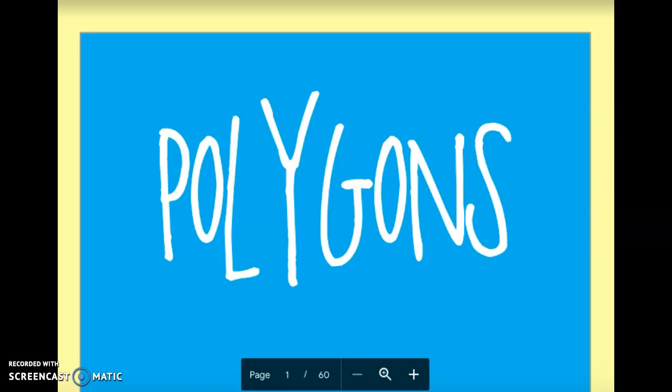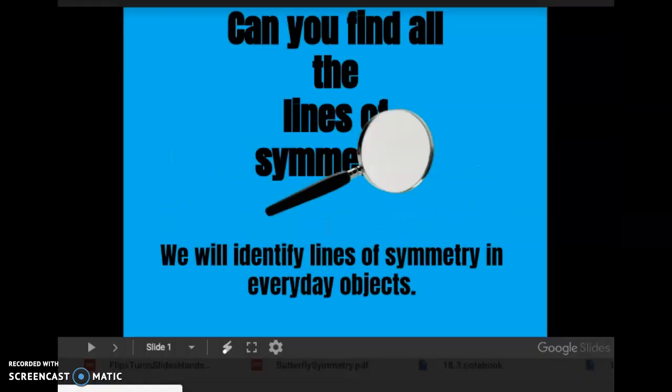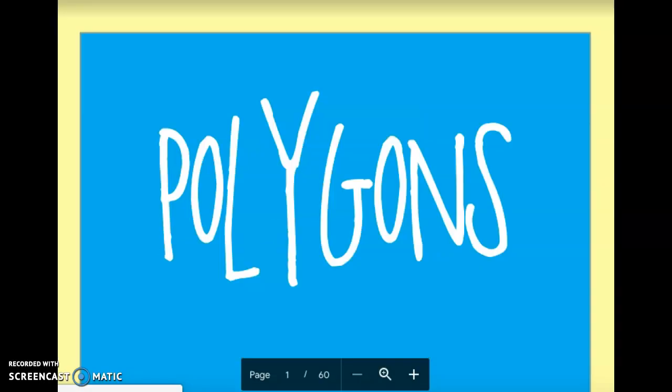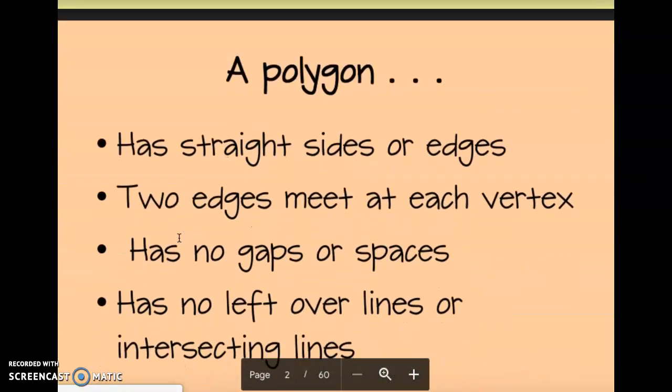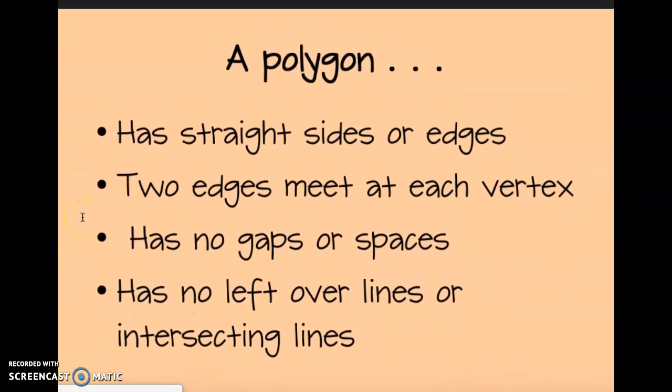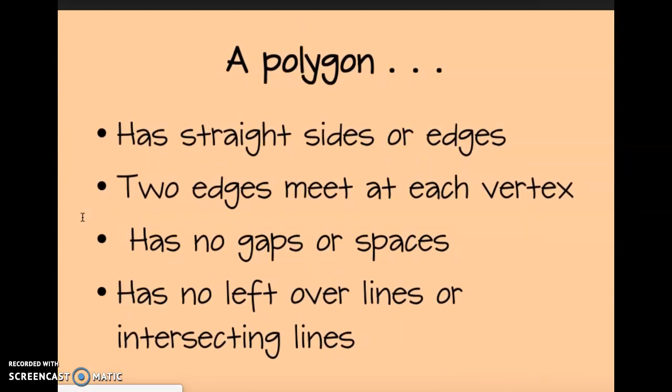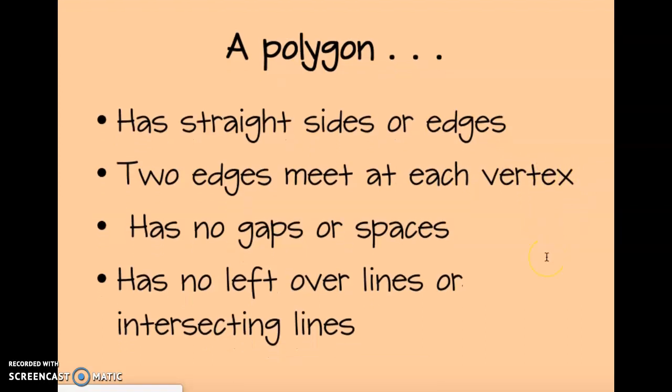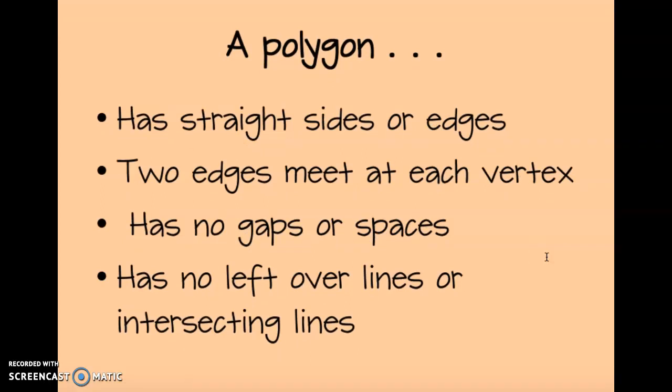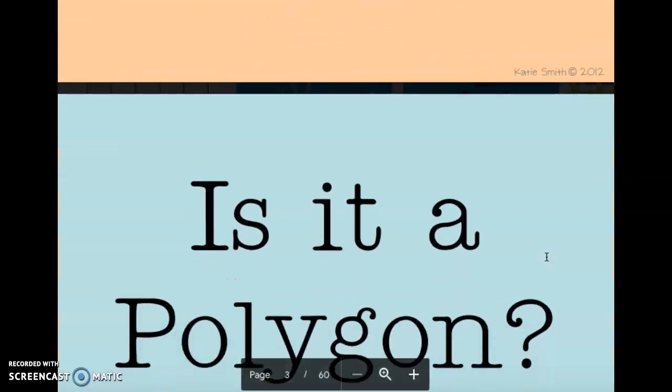So we're going to do a little practice here about polygons. A polygon has straight sides or edges. 2 edges meet at each vertex. That is the corners that we talked about before. It has no gaps or spaces and has no leftover lines or intersecting lines. Those are lines that will cross over each other.